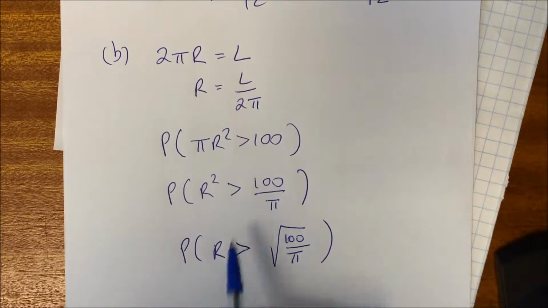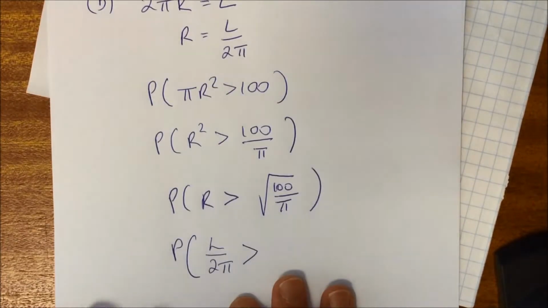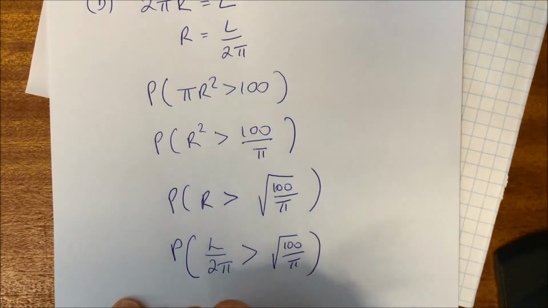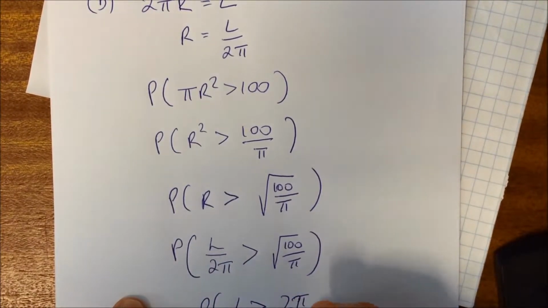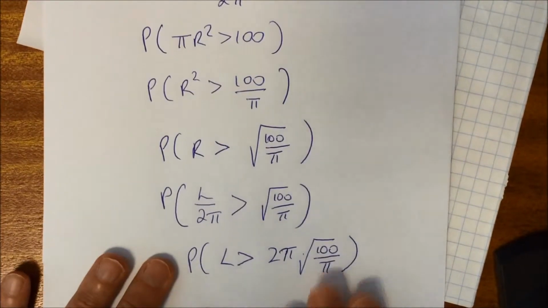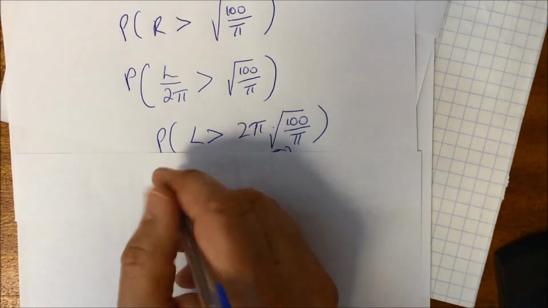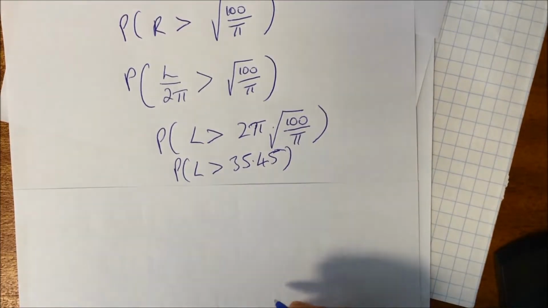Now at this point I can go up to this formula up here. So instead of r, we want to get it back in terms of L, my distribution. So I want the probability that L over 2 pi is greater than the square root of 100 over pi. So it's the probability that L is greater than, now this looks really awkward, but all I'm really going to be doing is just working it out now as a decimal. If I work this out as a decimal, it's the probability then that L is greater than 35.45.